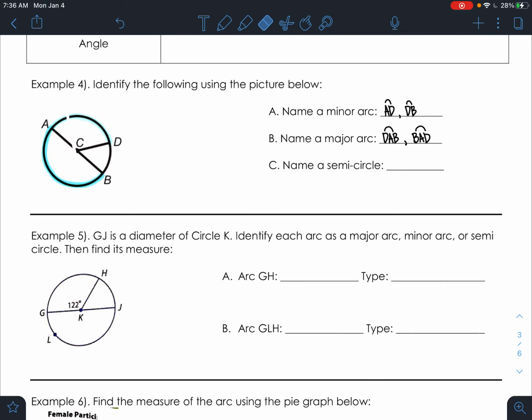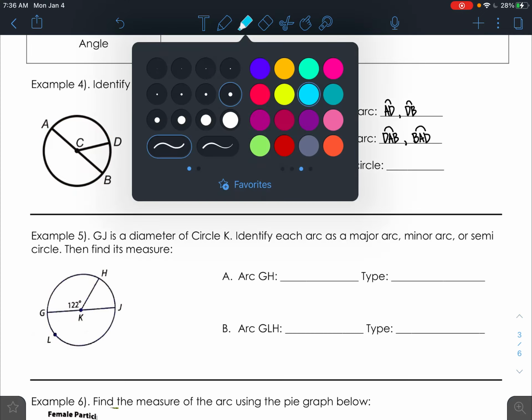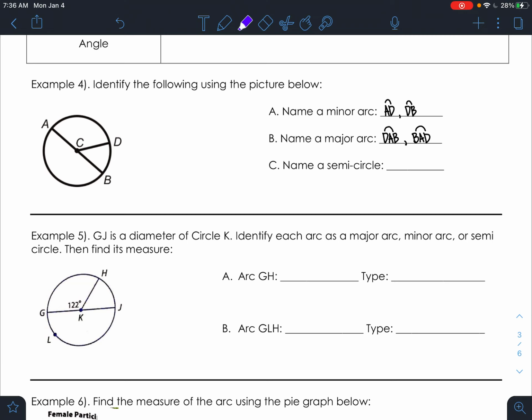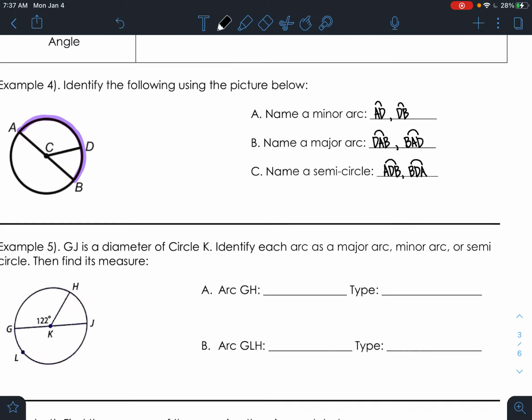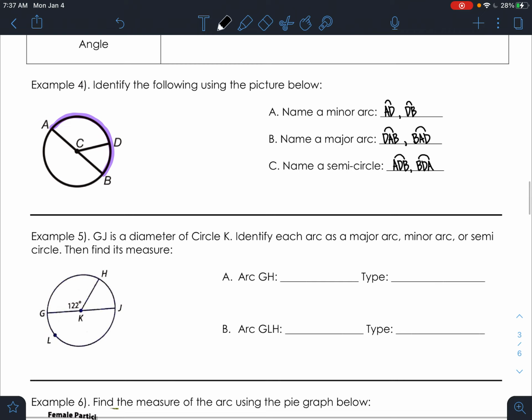All right, now the last one is to name a semicircle, all right? And again, the semicircle has to be with points that are on the diameter. So I'm going to go ahead and highlight this arc right here, okay? And remember, we have to have 3 points for it. All right, so I'm going to call this ADB, so arc ADB, or you can go in the other direction and call it BDA, and there's my semicircle.